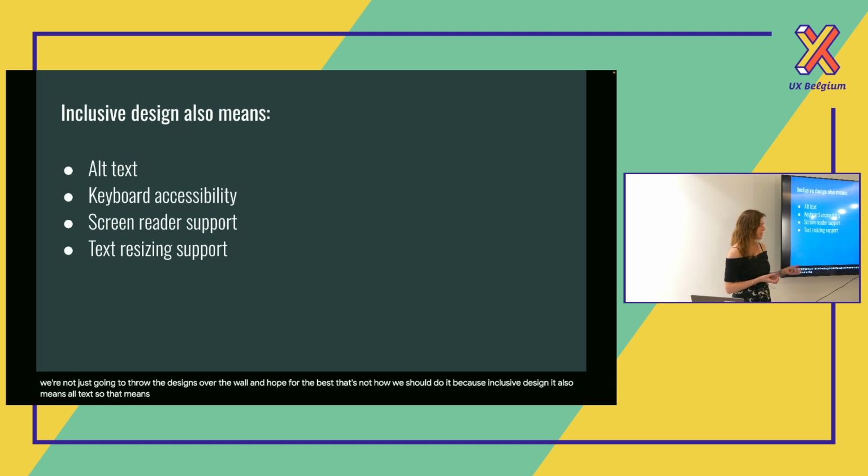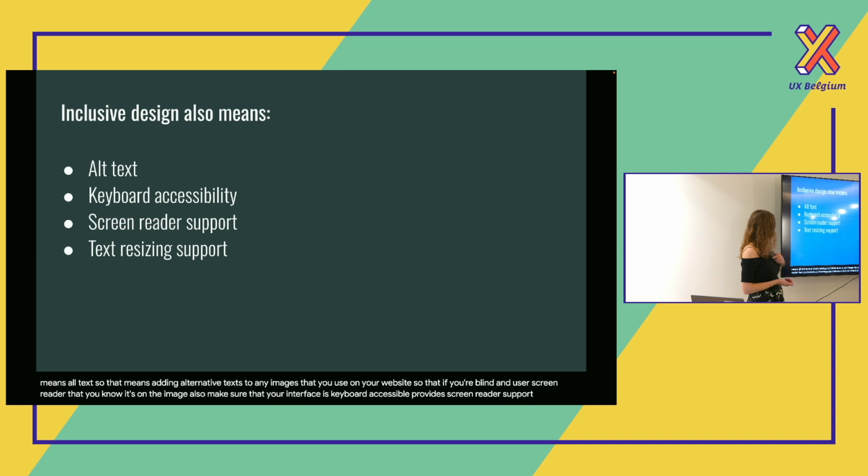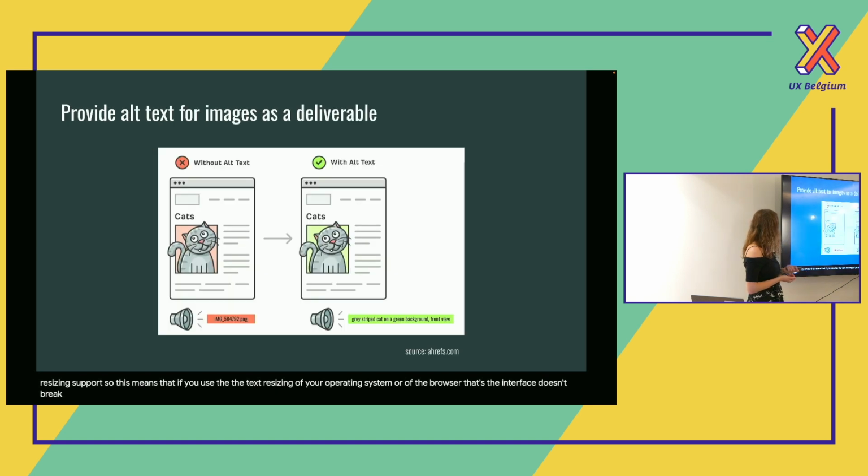So that means adding alternative text to any images that you use on your website, so that if you're blind and you use a screen reader, you know what's on the image. Also make sure that your interface is keyboard accessible, provide screen reader support, and text resizing support. So this means that if you use the text resizing of your operating system or of the browser, the interface doesn't break. So an example of alt text.